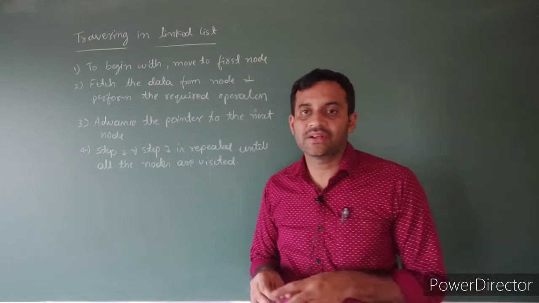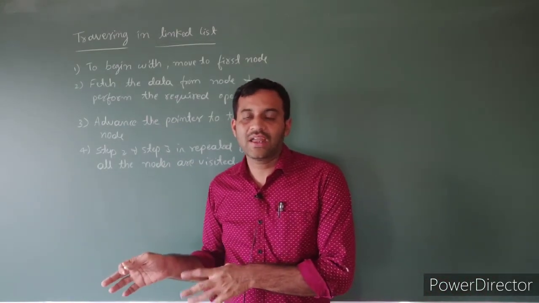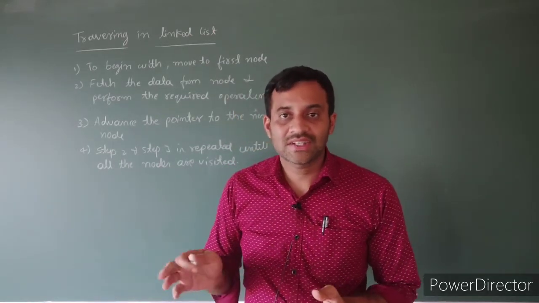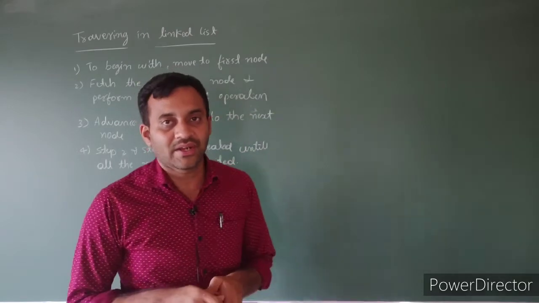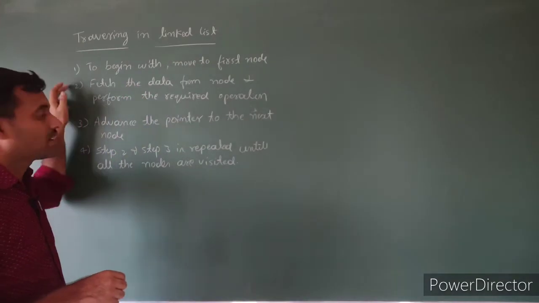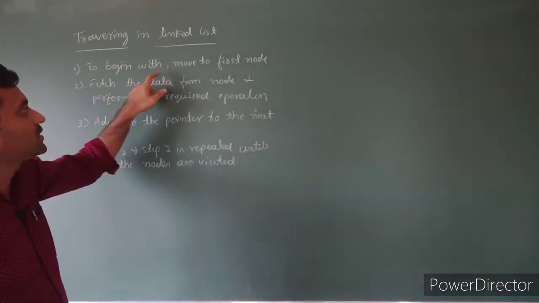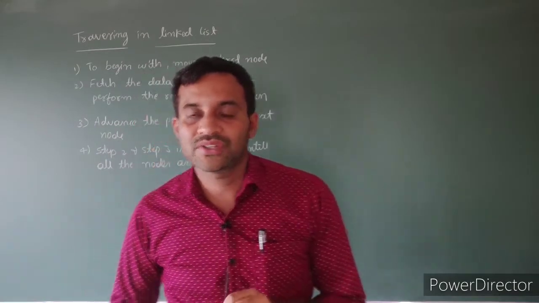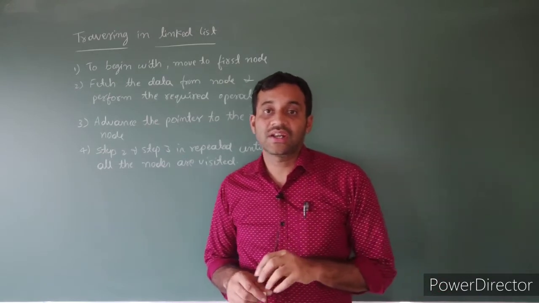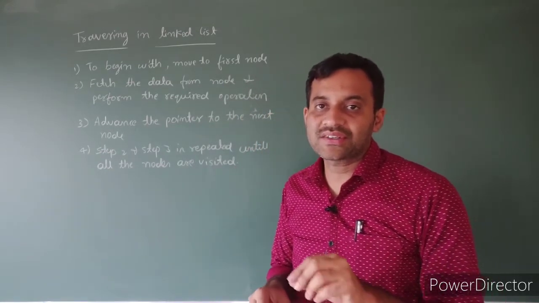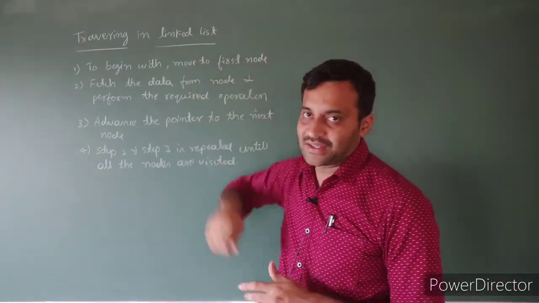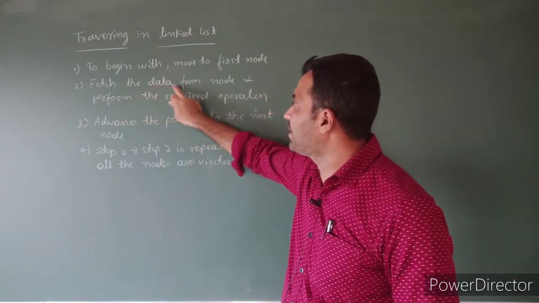Traversal is different from queue, array and stack because it uses dynamic memory allocation. It is a collection of nodes, so traversal is different from the array representation. To traverse a linked list, these are the procedures. First, move to the first node. We must know the starting address of the node, so the pointer start stores the address of the first node.